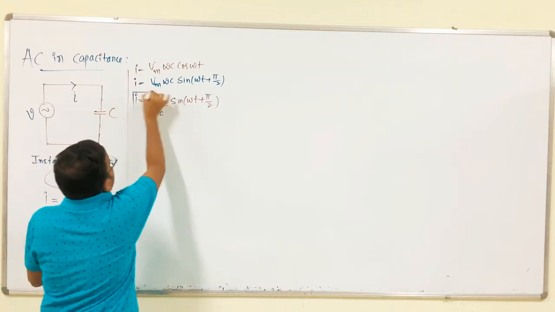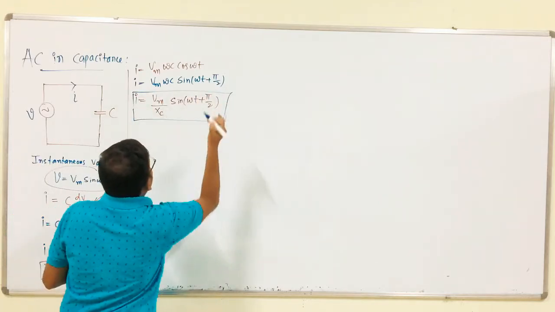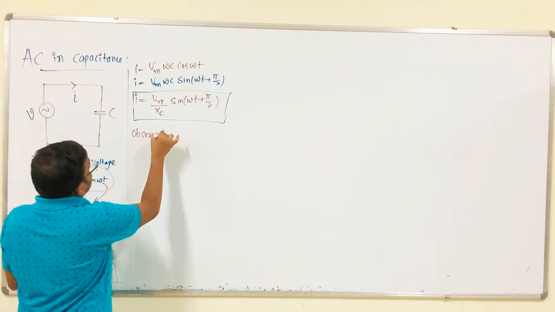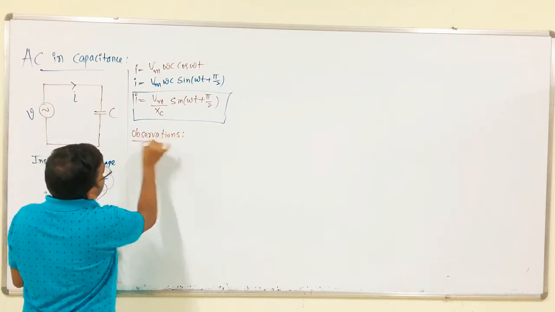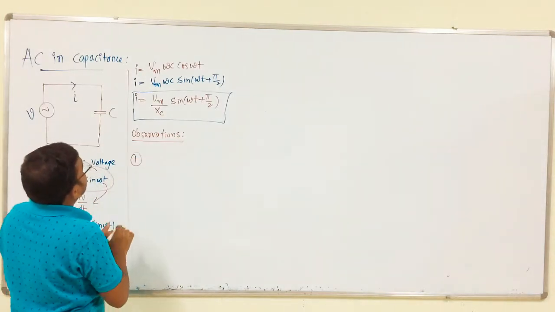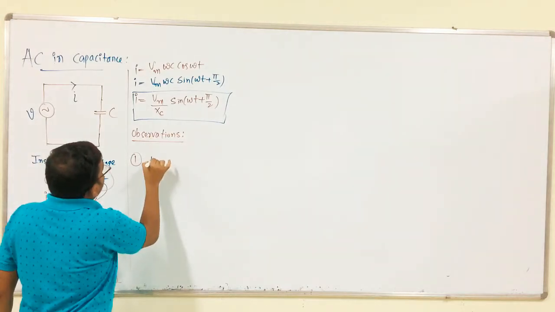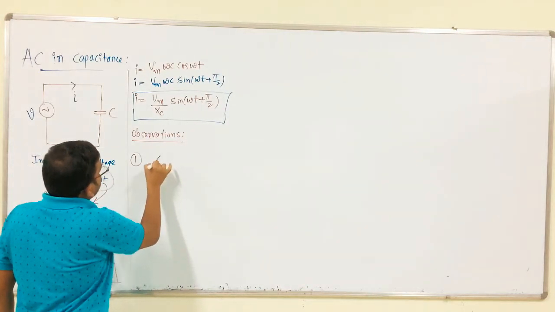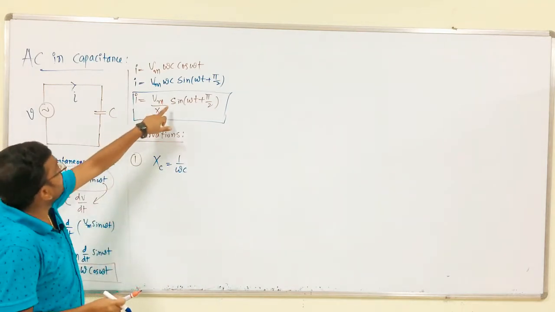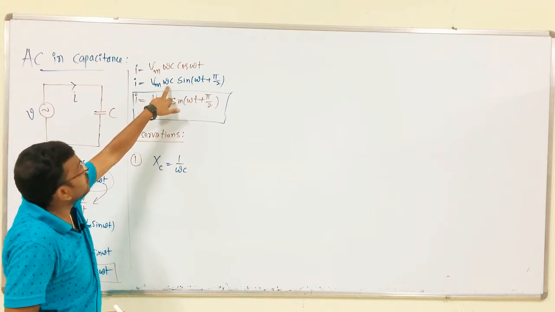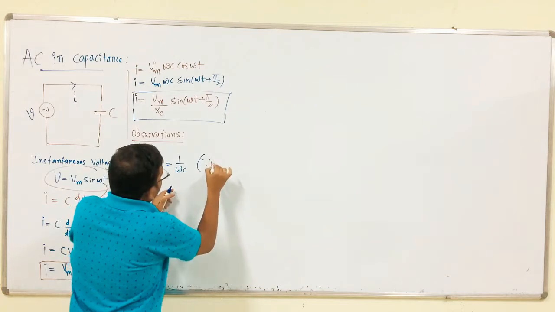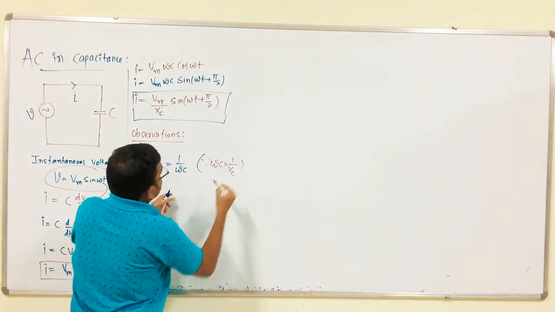Okay, no problem. Now we have to observe the important points, the observations. The first one is where ωC, or you can write Xc, is nothing but 1/ωC. Here Vm/Xc is nothing but Vm ωC, since ωC = 1/Xc.